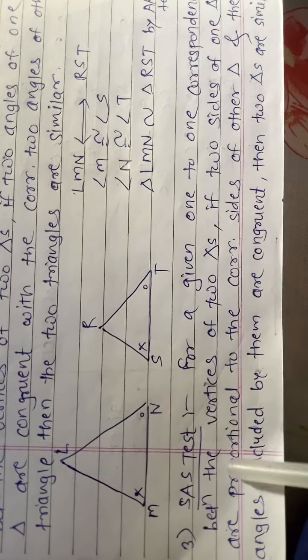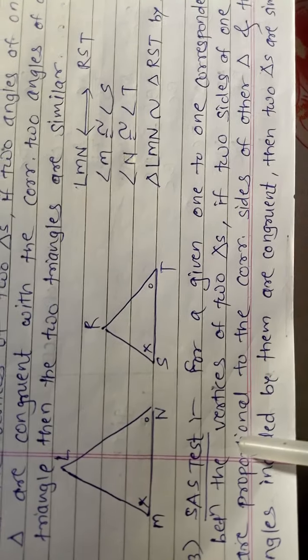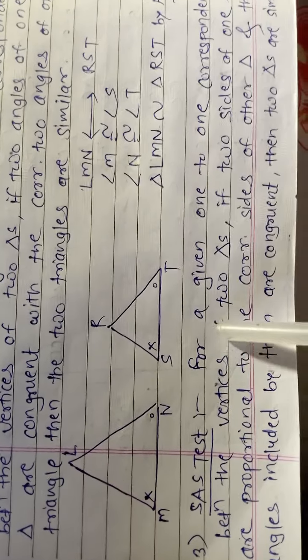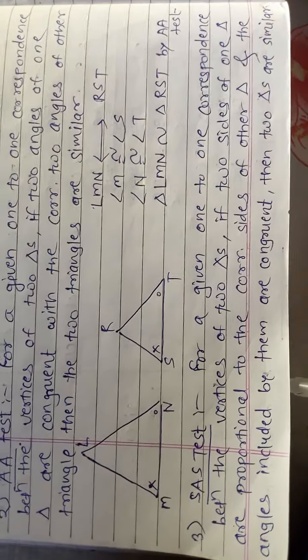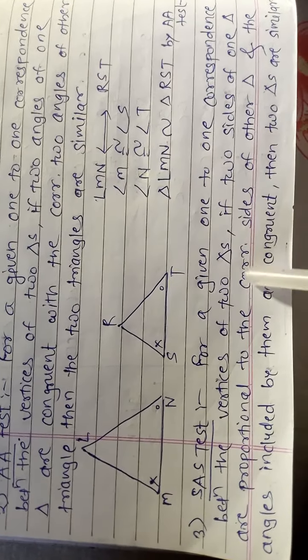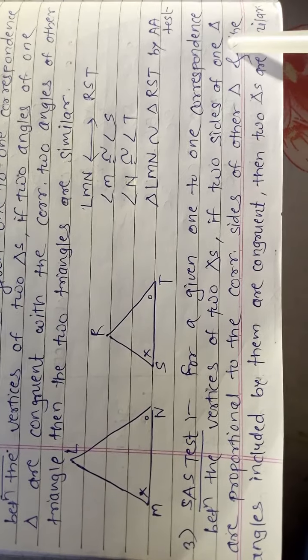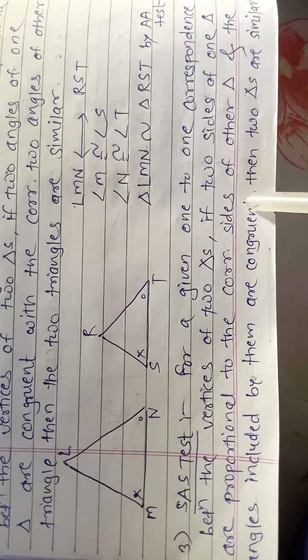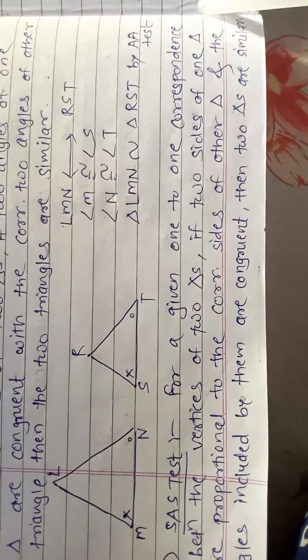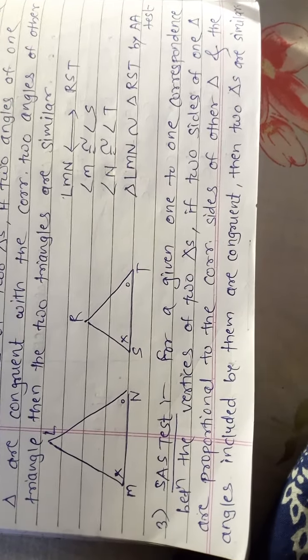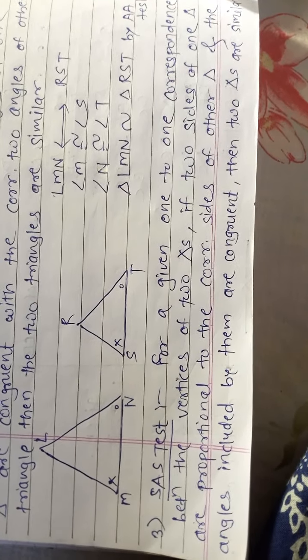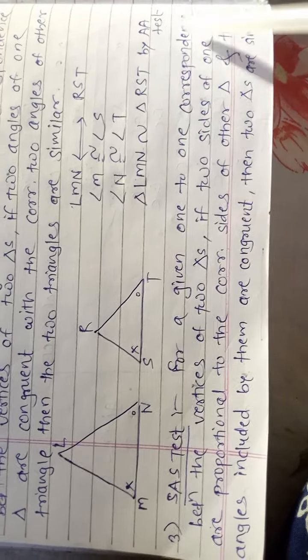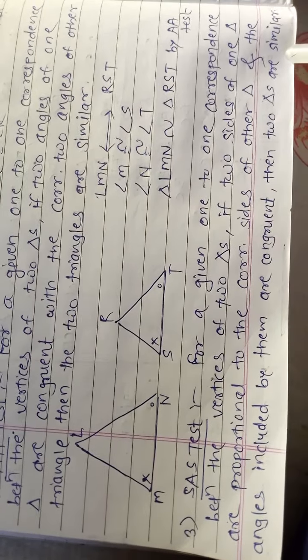Next, the third test is the SAS test, that is the side angle side test. For a given one-to-one correspondence between the vertices of two triangles, if two sides of one triangle are proportional to the corresponding sides of the other triangle and the angles included by them are congruent, then the two triangles are similar.